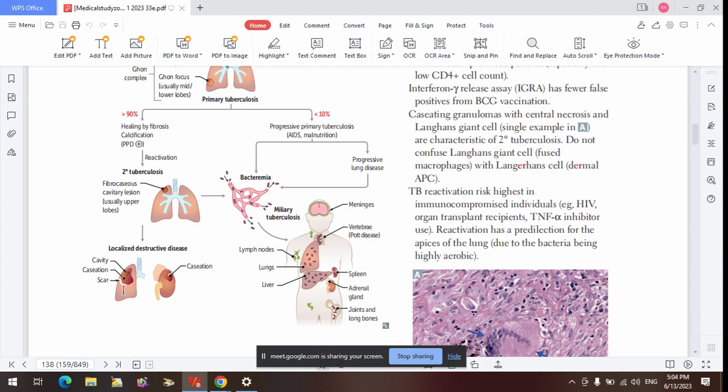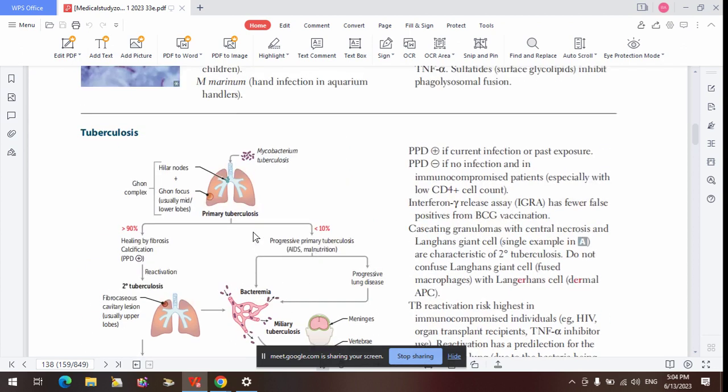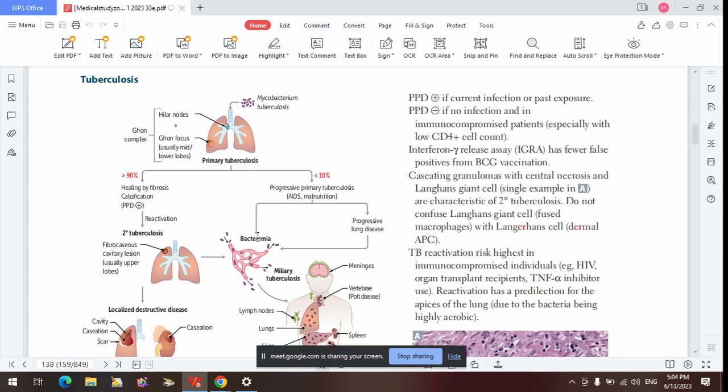So we know the clinchers for secondary tuberculosis. We know what to look out for. So that is that. So what are the screening tests that we do? The PPD, that's a purified protein derivative. We talked about it. It's usually positive in people with current infection or past exposure.